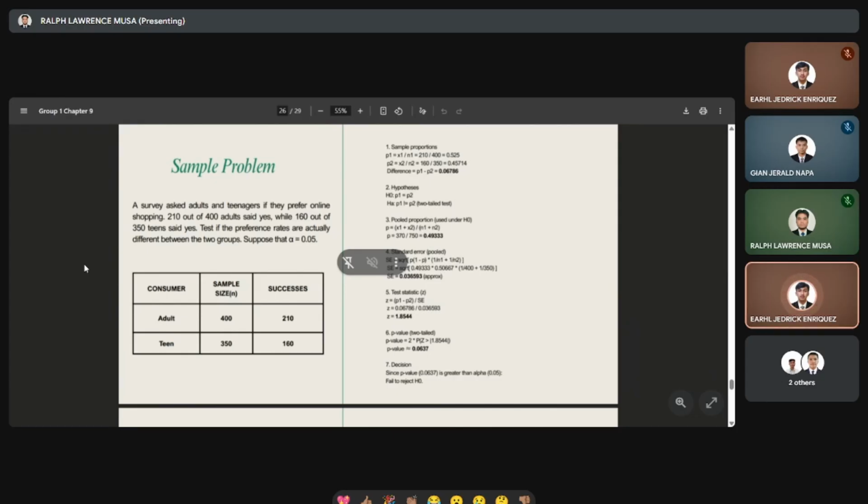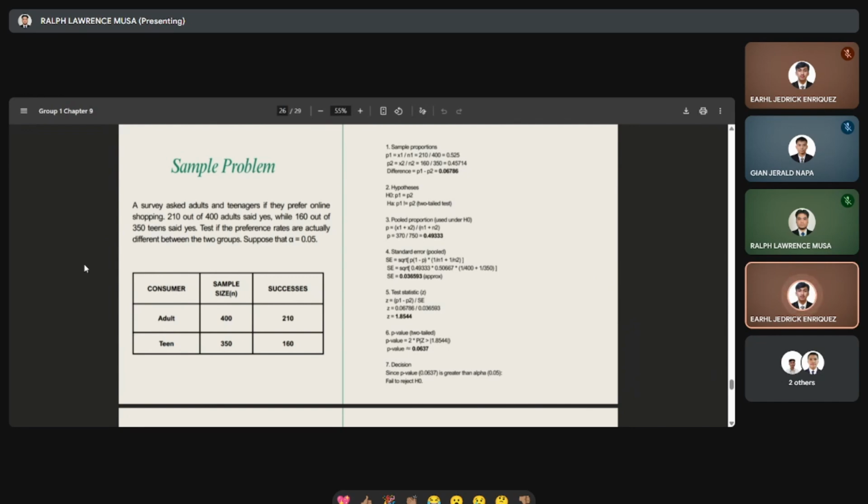In this problem, a survey was conducted to see if adults and teenagers differ in their preference for online shopping. Out of 400 adults, 210 said yes, while 160 out of 350 teens did. The sample proportions are p sub 1 is equal to 0.525 and p sub 2 is equal to 0.4571, giving a difference of 0.06786.